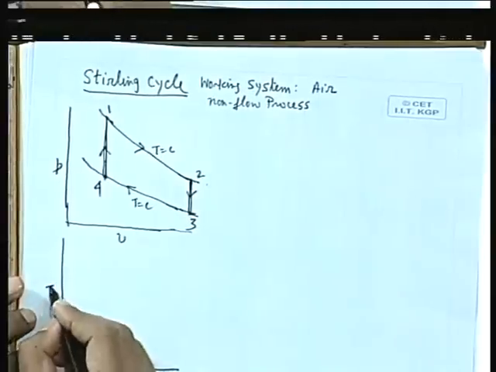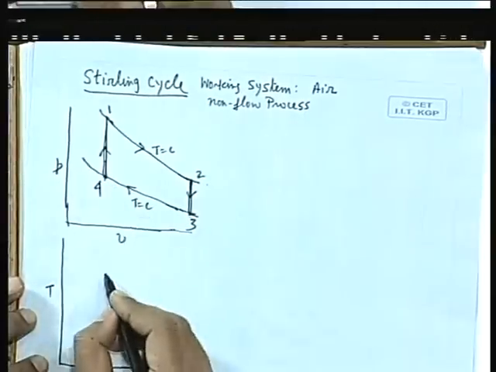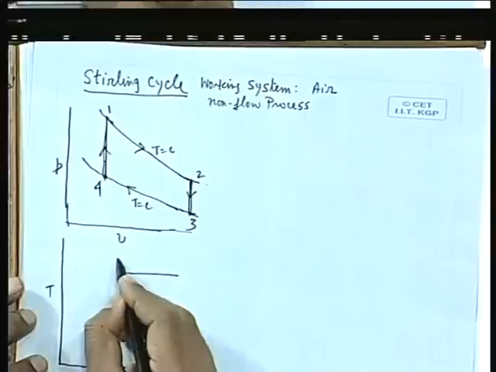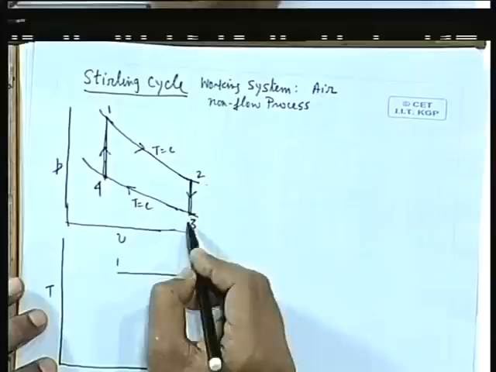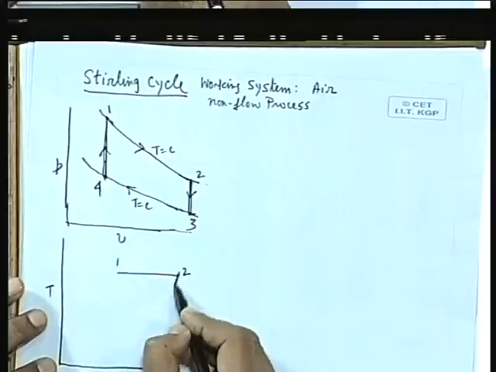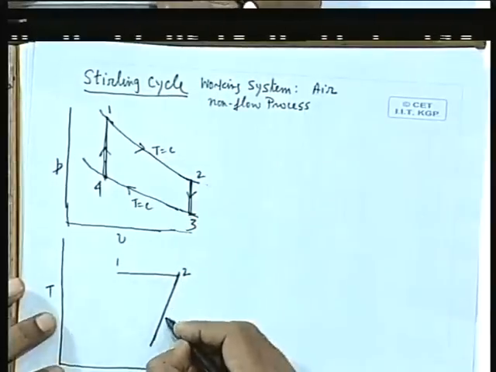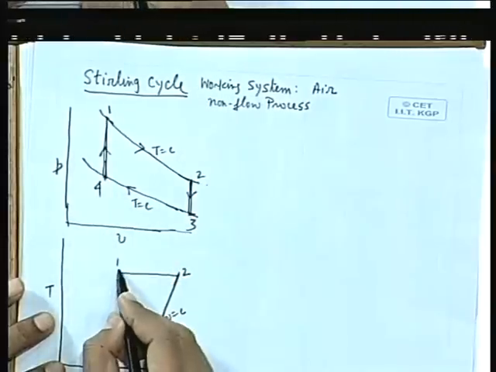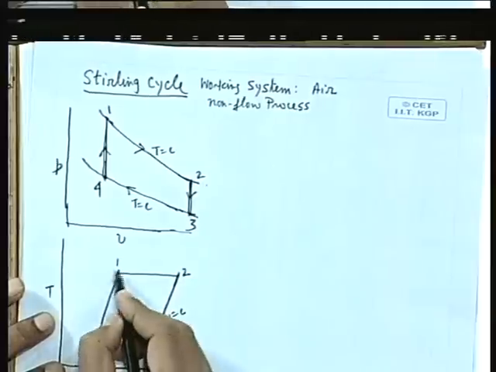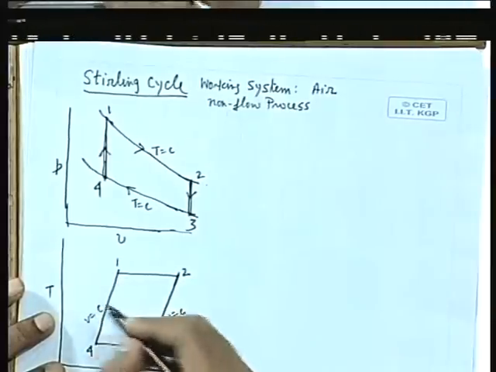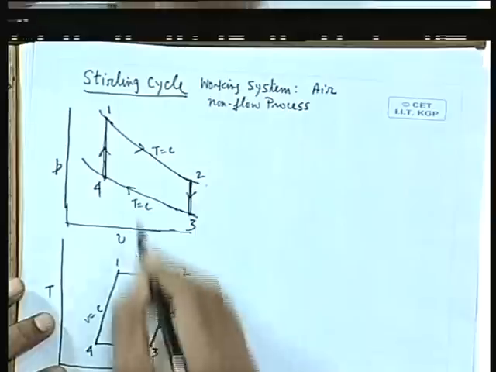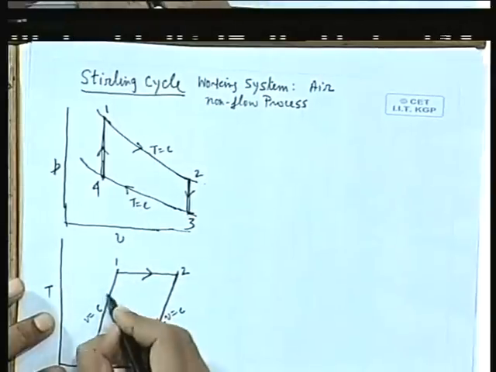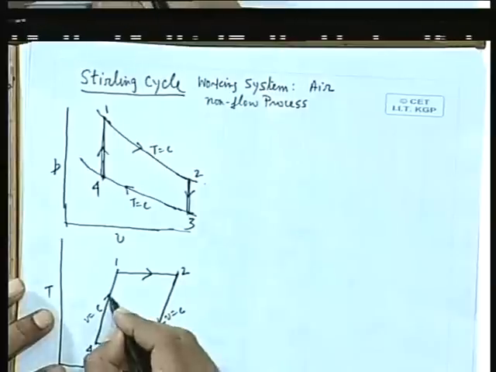Now, if you draw the same cycle in TS diagram, 1-2 definitely will be a horizontal line. Now, 2-3 is the constant volume line, and the constant volume line gives a steep curve like this, which is V is equal to constant, and it comes at 3, where again 3-4 is a constant temperature or isothermal process, and then 4-1 is the constant volume process, V is equal to constant. So, therefore, the diagram is like that, the same diagram in the TS plane. This is the Stirling cycle.